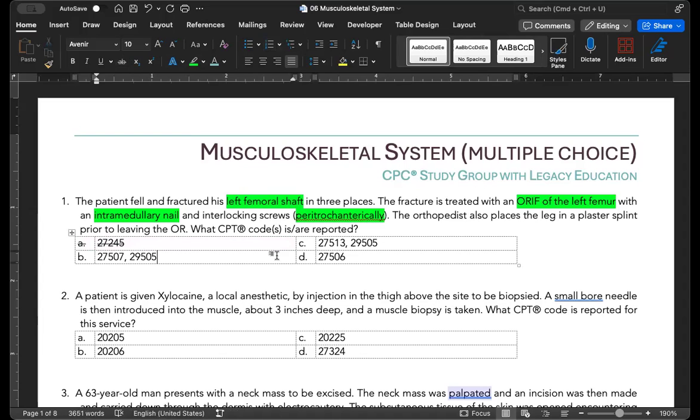Okay. So the next codes that we need to look at are 27500, 27502, 27506, and 27507. So let's go to the 27500. 27500 is for a closed treatment of a femoral shaft fracture. So the location of the fracture is correct, but the type of treatment is incorrect. So 27500 is not correct. 27502 is again closed treatment for a femoral fracture, so we can keep going past that one.